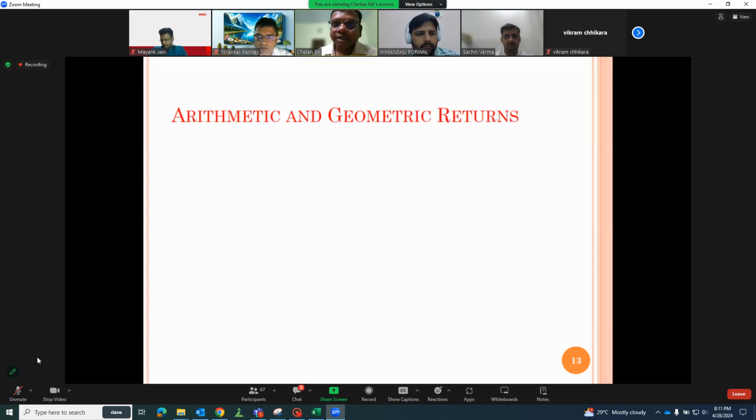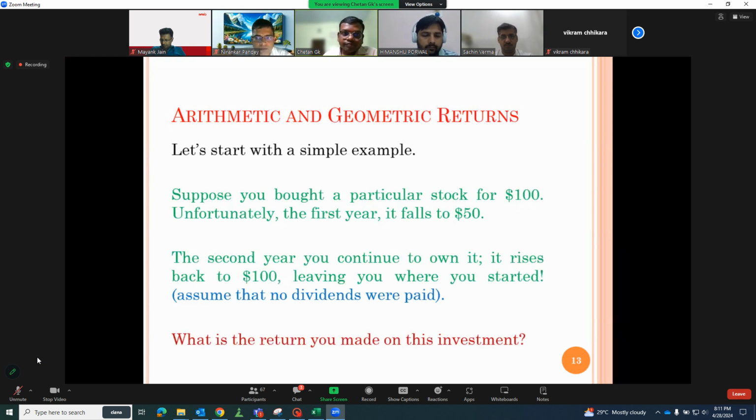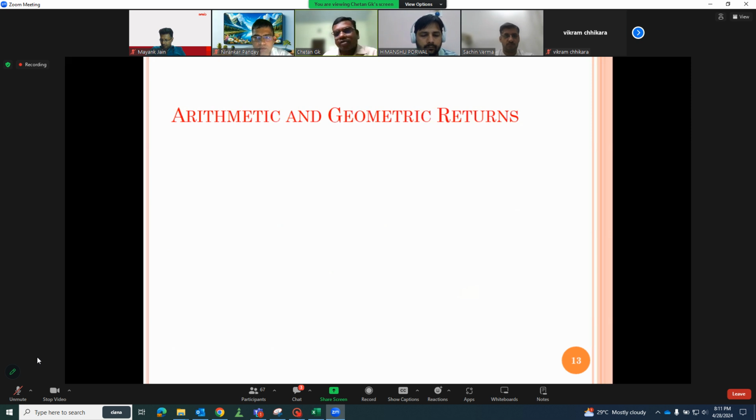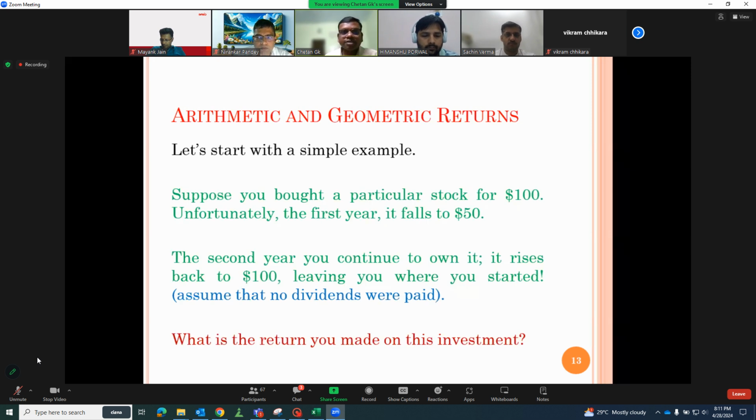So arithmetic and geometric returns we'll be discussing. This is very important from the standpoint of practicality. To make you understand what is arithmetic and geometric, we have got a simple example here. Suppose you bought a particular stock for $100. Unfortunately, the first year it falls from 100 to $50. The second year you continue to own it, it rises back to $100, leaving you where you started. Assume that no dividends are paid in between.